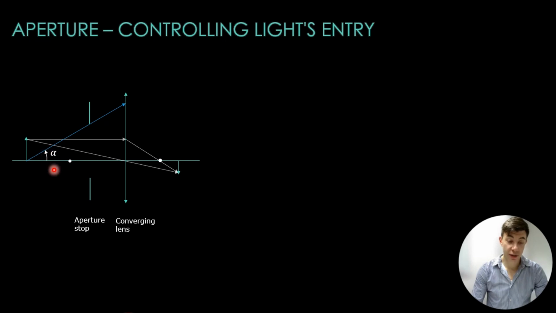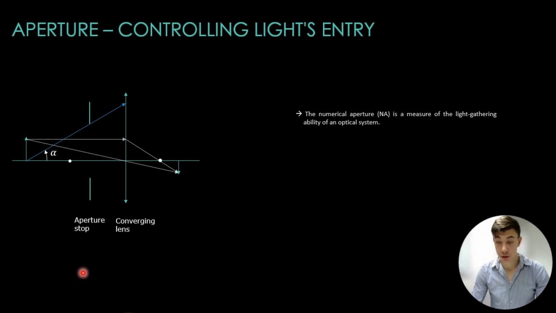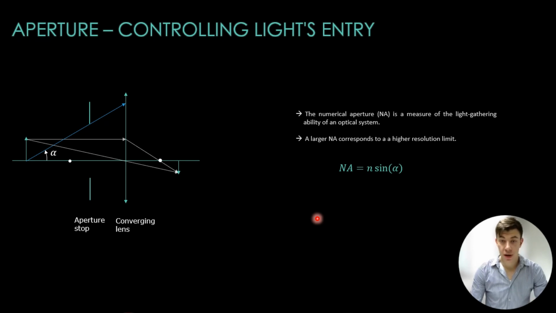And therefore, we make an angle alpha from the optical axis to this first ray, and we define a numerical aperture, which is a measure of the light gathering ability of the optical system. We define numerical aperture as the refractive index of the medium times the sine of angle alpha. So a large numerical aperture means that the system can gather more light.